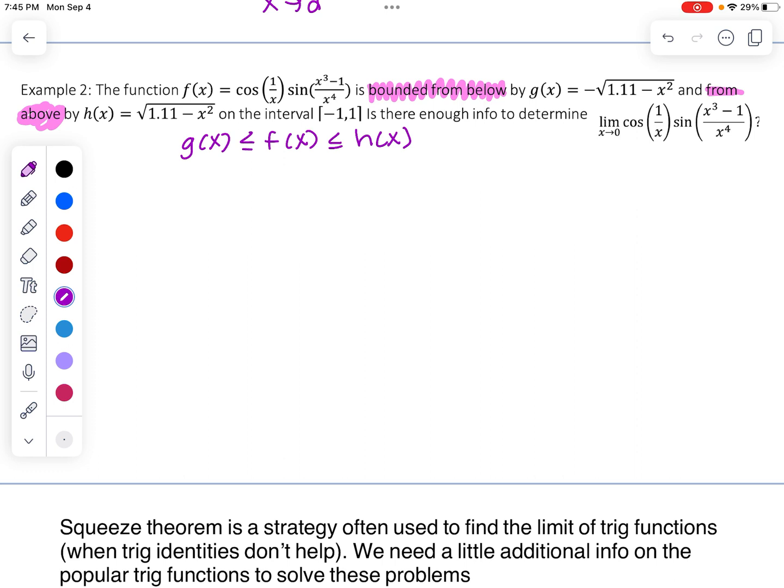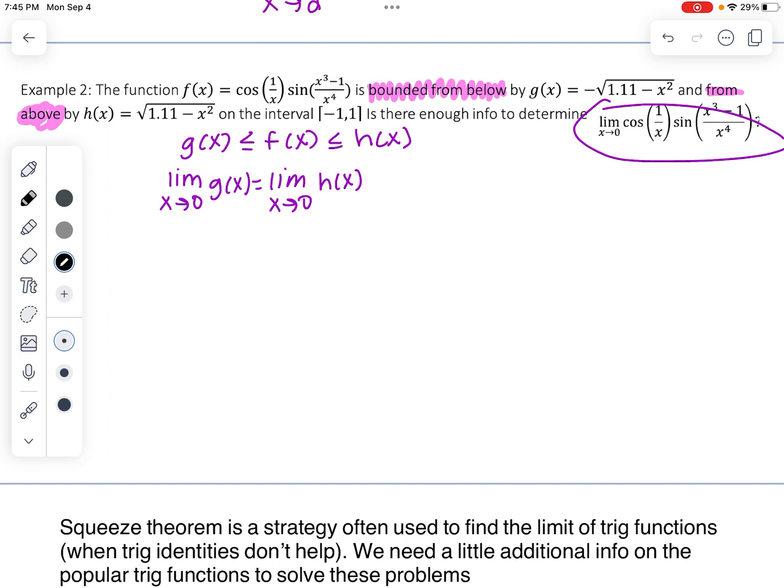For the squeeze theorem to work, the fact that needs to be true is that the limit as x approaches 0 of g of x has to be the same as the limit as x approaches 0 of h of x, because this function f of x would be what was in the middle. And so if we wanted to figure that out, these two things had to be true. So let's go ahead and try to figure that out here.